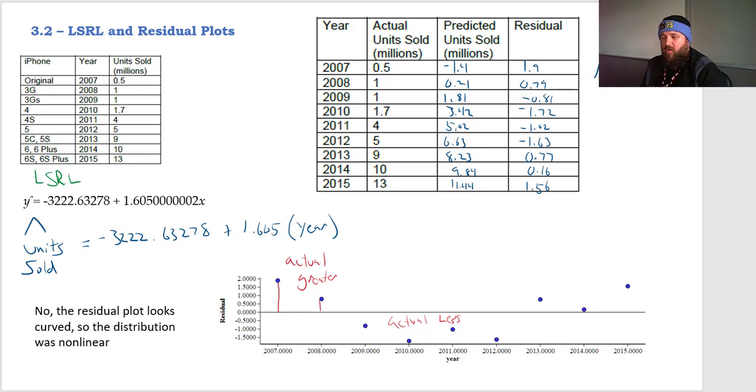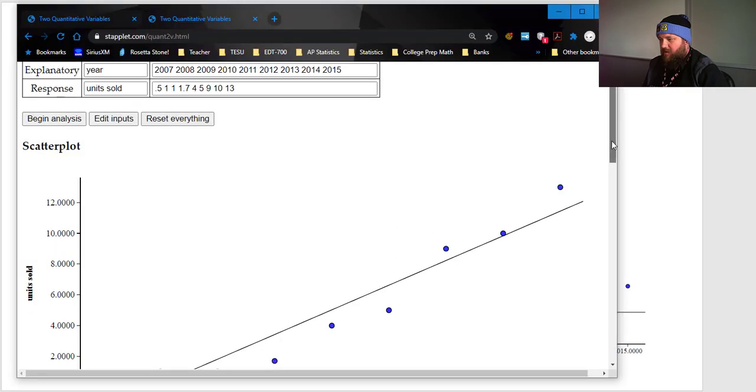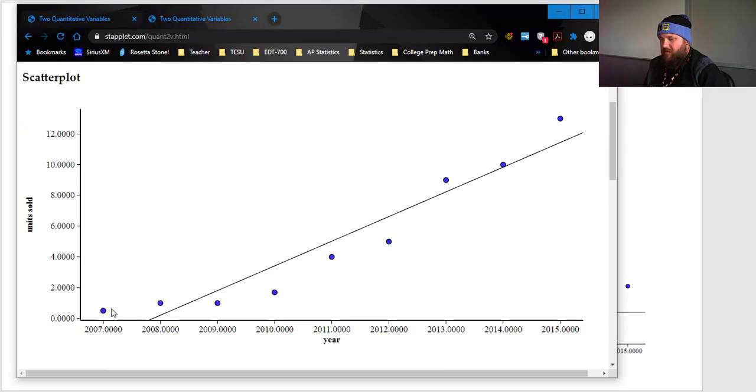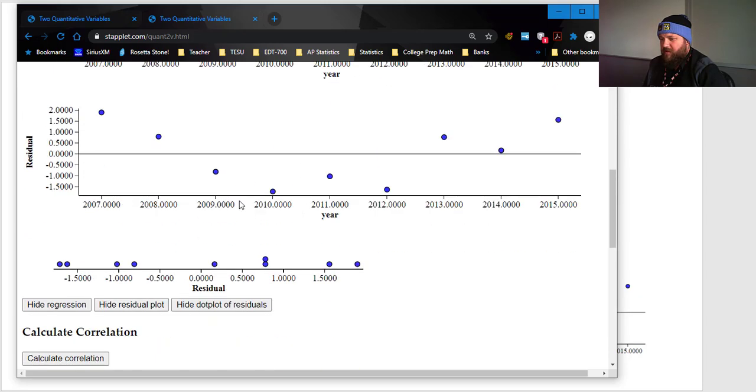Again, no, the residual plot looks curved, so the distribution was non-linear. In other words, the distribution that we saw in our scatter plot here is non-linear. It's showing a curved pattern, which is displayed in the residual plots themselves.